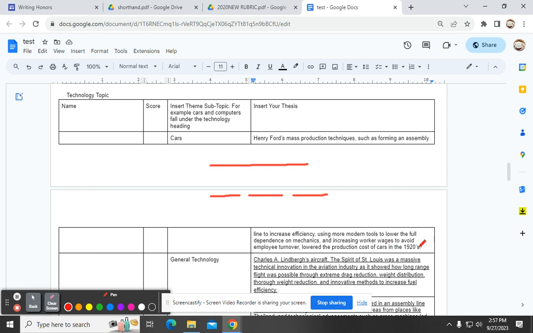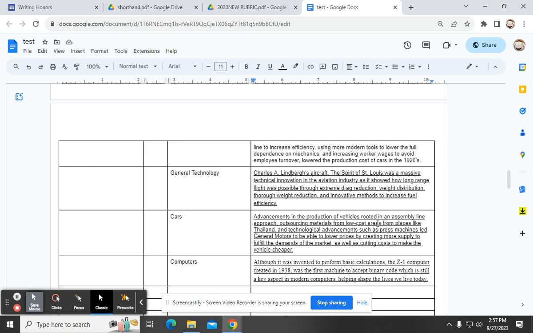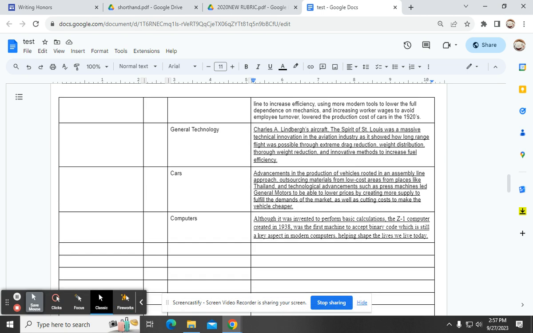What I see here is lowering the production of the car is very different from forming an assembly line. You could break this down into three specific issues, and that's definitely going to show you an in-depth understanding of that issue. But this really seems to be about three totally unrelated issues. I would want to work on that.